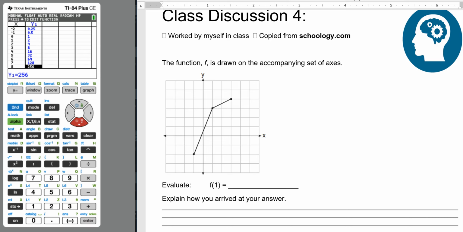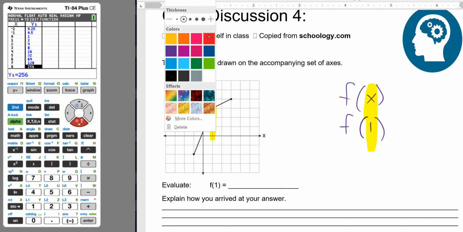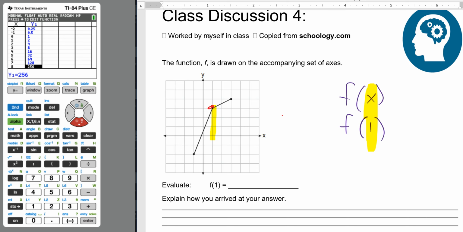The function f is drawn on the accompanying set of axes. Evaluate f of 1. Okay, so we're trying to see f of x. We want f of 1. So what we're looking at really is where x is 1, which we know happens here on the x-axis. We go to where the function is, and it's this point here that we're looking at.